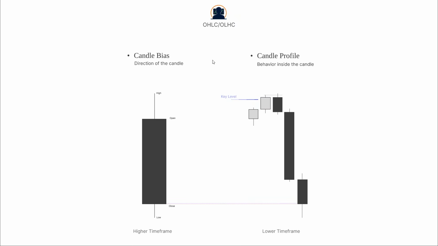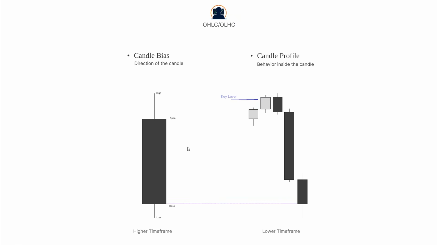These terms, like the daily bias, daily profile, weekly profile, 4-hour profile, sometimes sound like a mountain that you cannot climb, but trust me, they are very simple to understand. When you talk of candle bias, you're just talking about the direction of the candle. Is it going to be a bearish candle or a bullish candle? And when you're talking about the profile of that candle, you're talking about the behavior inside that candle, right? How will that candle develop?